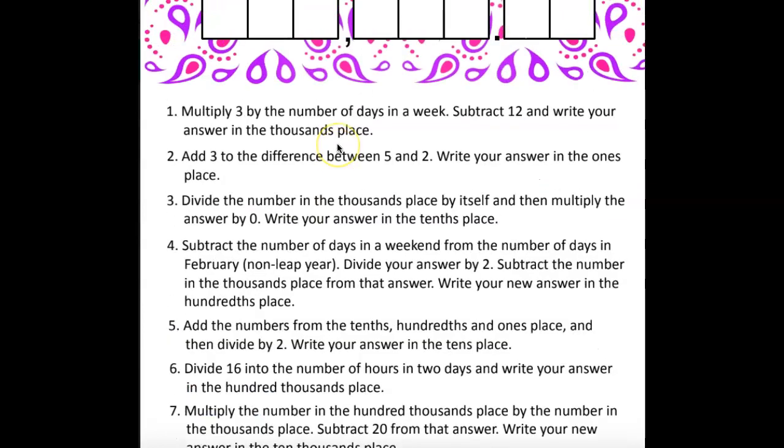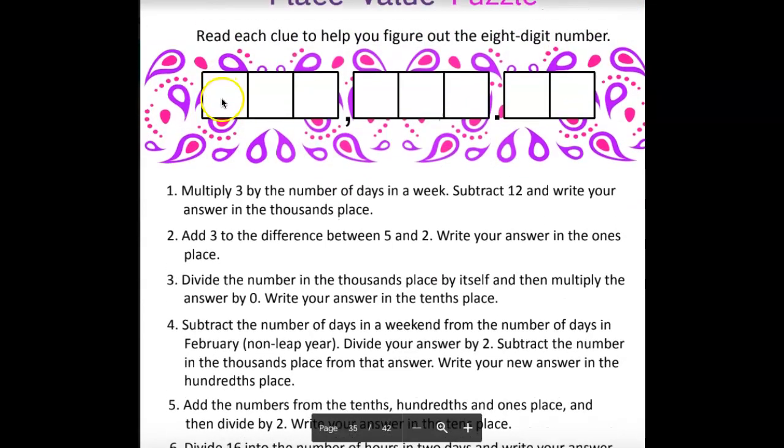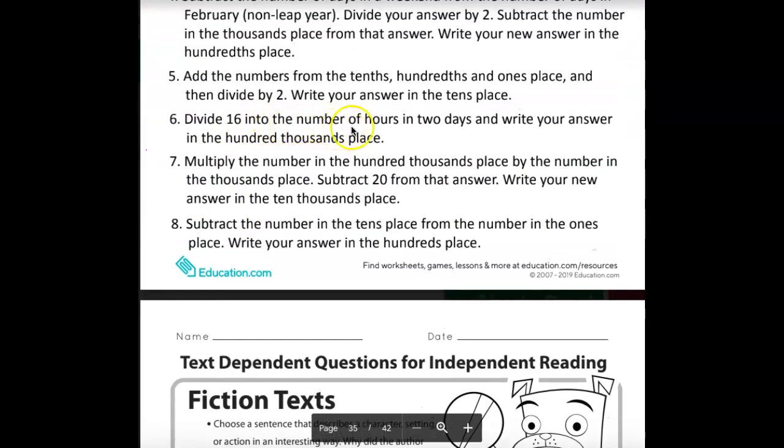All right, number 6, divide 16 into the number of hours in 2 days and write your answer in the hundred thousands place. That's over here, okay? So it says divide 16 into the number of hours in 2 days. Well, you know that the number of hours in 1 day is what? I hope you said 24, because there are 24 hours in 1 day. So if there's 24 in 1 day, how many in 2 days? You multiply 24 times 2, or you can add 24 plus 24.